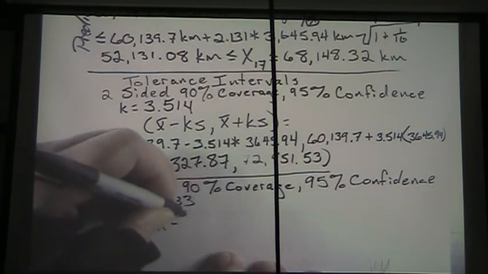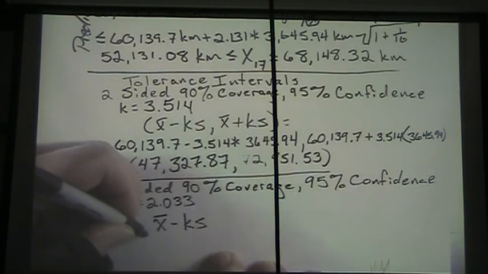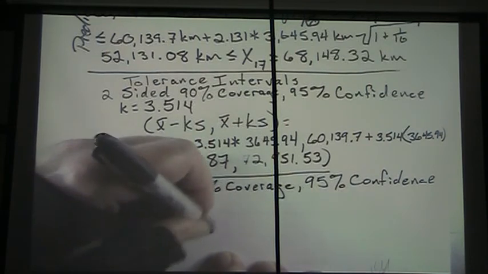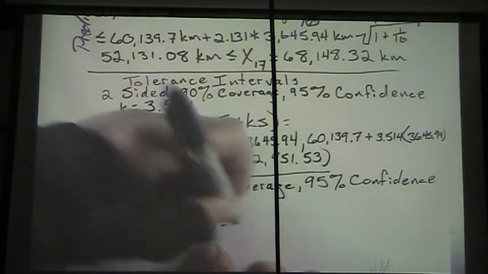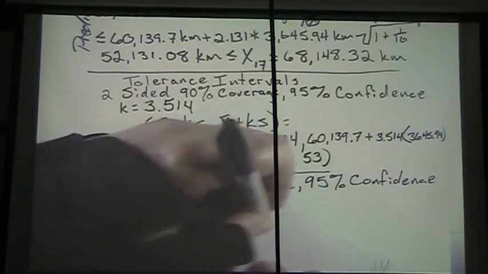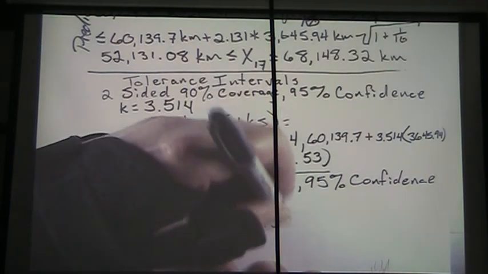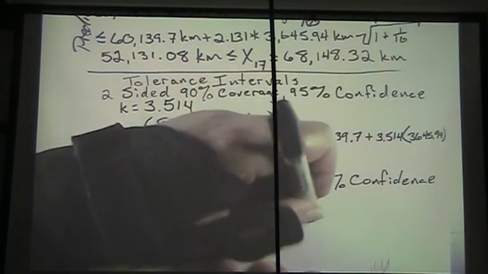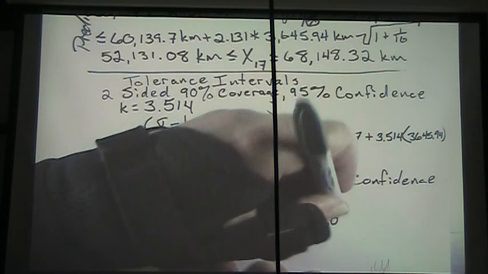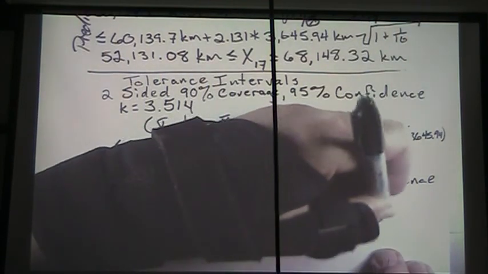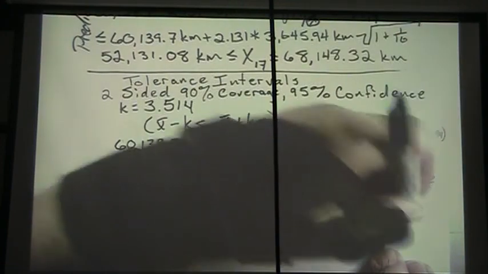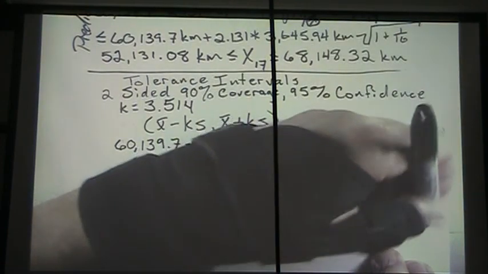All right, so since I'm calculating a lower end confidence bound, it's X bar minus K times sample standard deviation. All right, so that equals 60,139.7 minus 2.033 times 3,645.94.